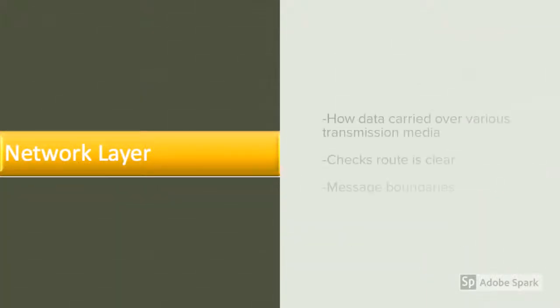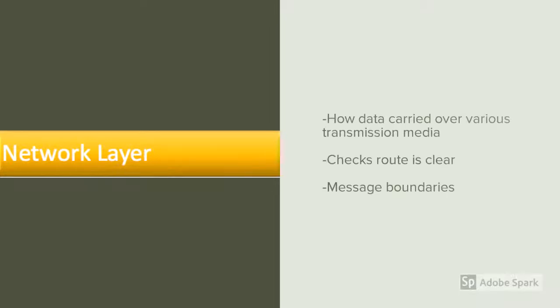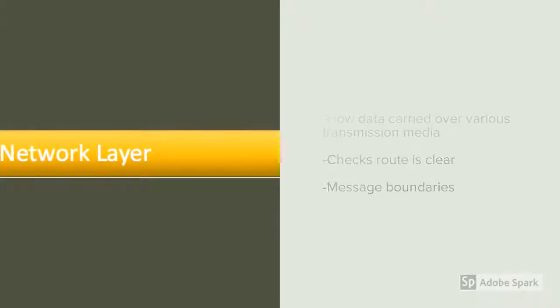The network layer, also called the link layer, is the physical layer and is concerned with how the data is to be physically carried between computers and networks over various transmission media, such as fiber optics, copper wire, and wireless. This layer will also check that the route itself is free from transmission errors, and will also create boundaries of where a message starts and ends.